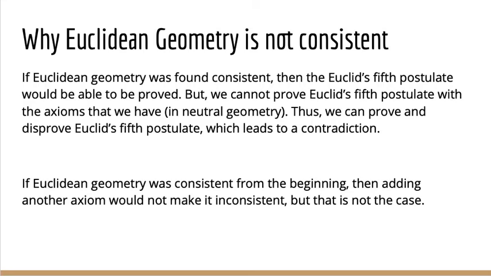So basically, to sum this up, because it is a lot of words, if Euclidean geometry was consistent from the beginning, then adding another axiom would not make it consistent, but this is not the case when we want to prove the fifth postulate.